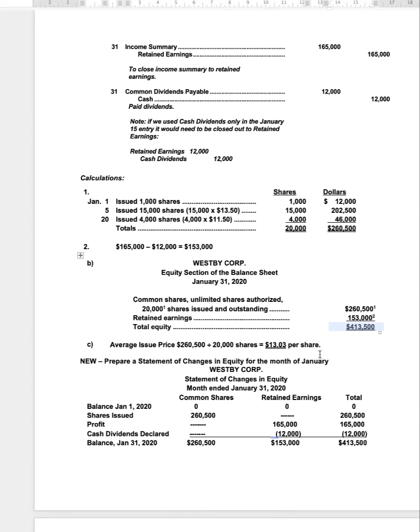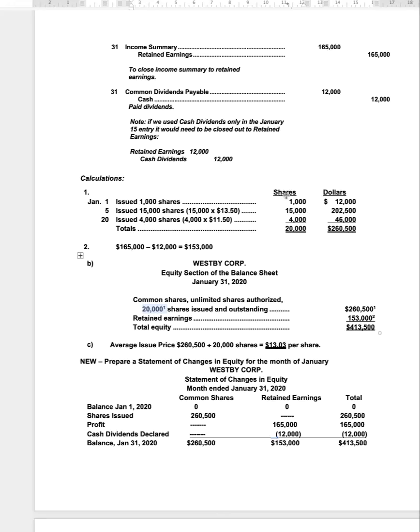Now, what's the average issue price per common share, which is what they asked you to do in Part C? Well, you're going to take the total amount of common share equity from the equity section of the balance sheet and divide it by the number of common shares you have. So you use your equity section to help you calculate the average issue price per common share. And what does that mean? For every share you issued, on average, each shareholder gave you $13.03 a share.